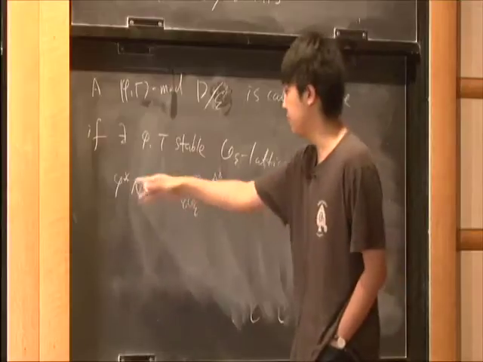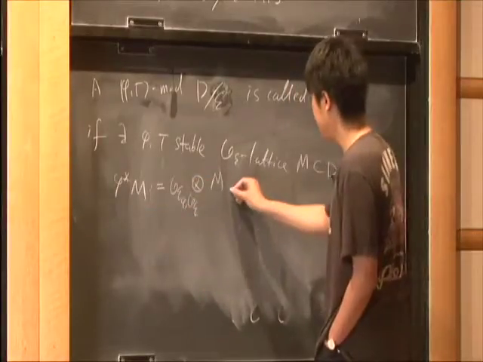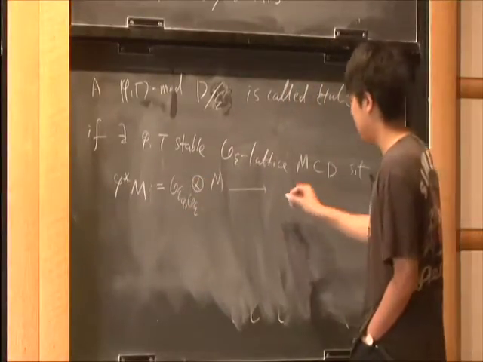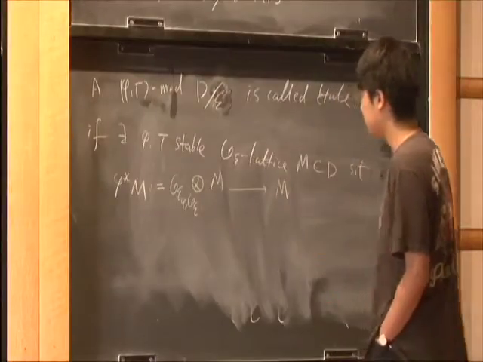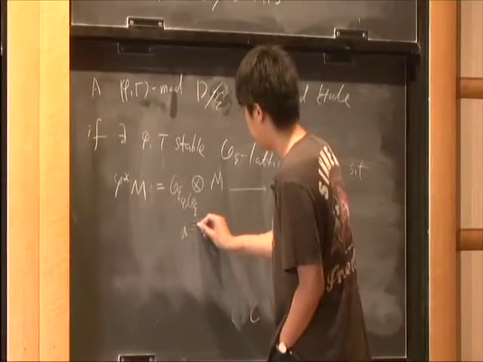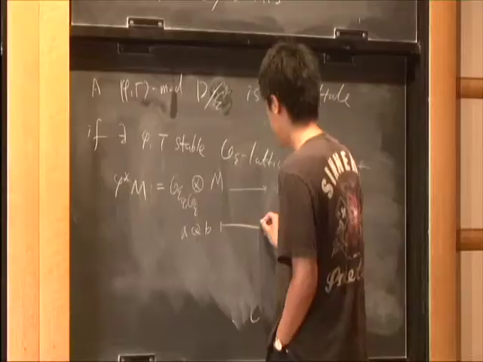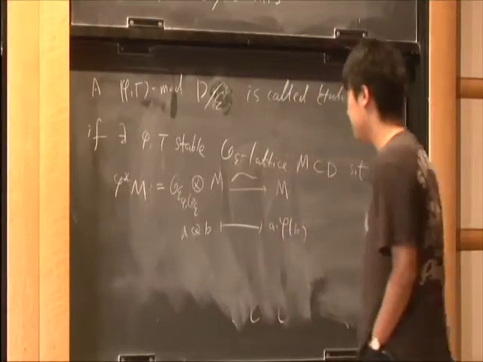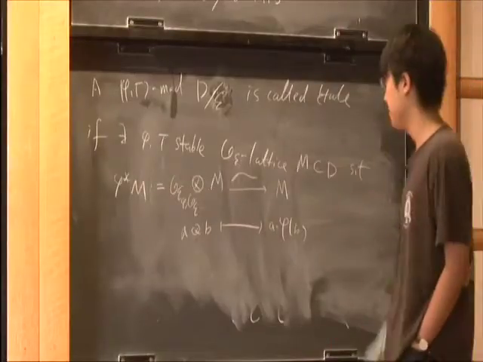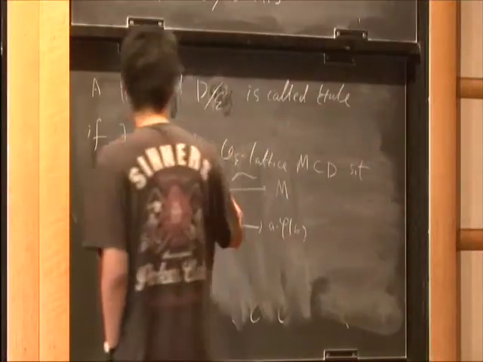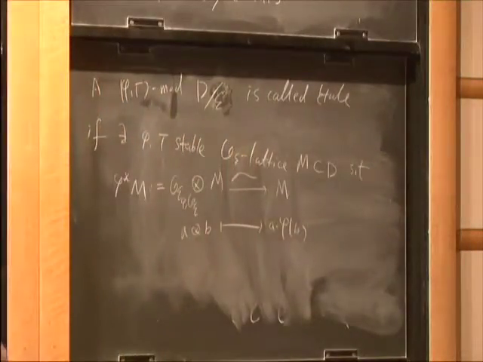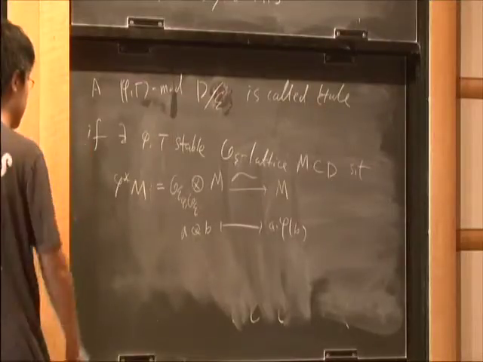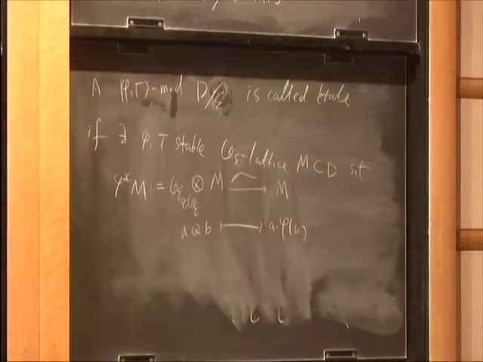So we basically twist this M by the Frobenius, and there is a canonical map from the twist to the original M. The mapping is a tensor b maps to a times phi of b. And we require this map to be an isomorphism. Okay, so this is étale. Basically, there exists an OE stable lattice such that the twist is isomorphic to itself.